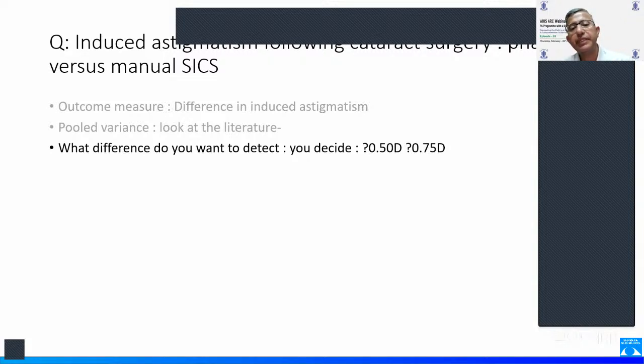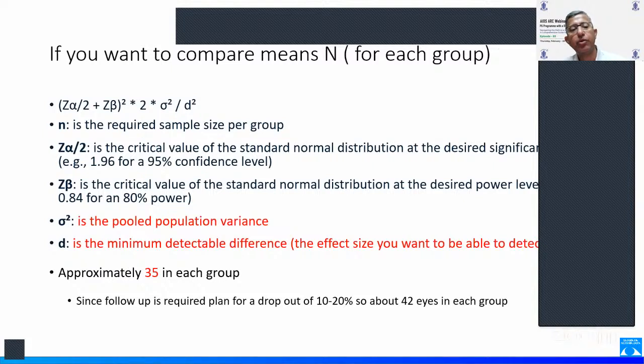What difference do you want to detect here? You can decide whether 0.5 diopters or 0.75 diopters between the two groups is reasonable. Let's assume you go with 0.5 diopters, and then you plug all this into the formula, and what you get is approximately 35 in each group.